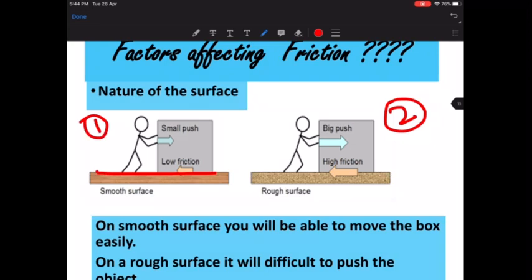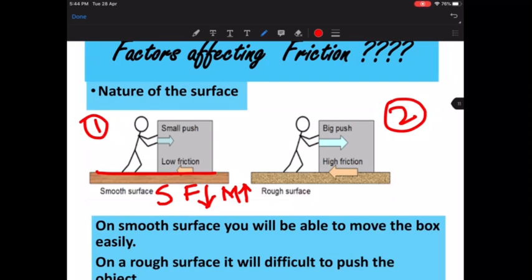Again, because in the first case, the surface is smooth. When the surface is smooth, the friction is going to be less. When the friction is going to be less, then the movement of the object is going to be more. Okay, I hope you can understand these arrows. Down arrow means less and up arrow means large or high or more.